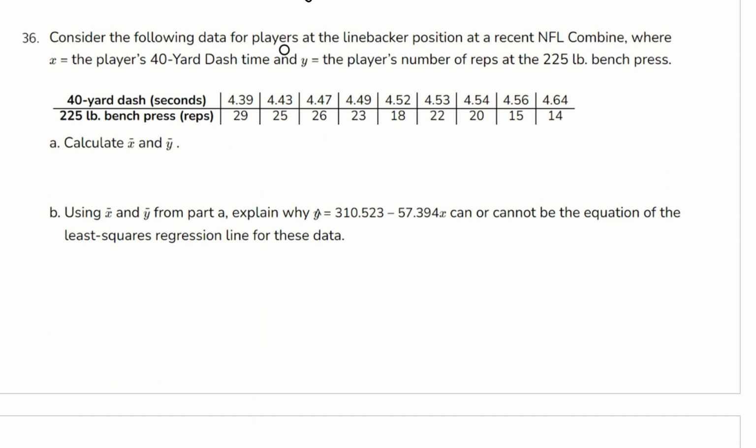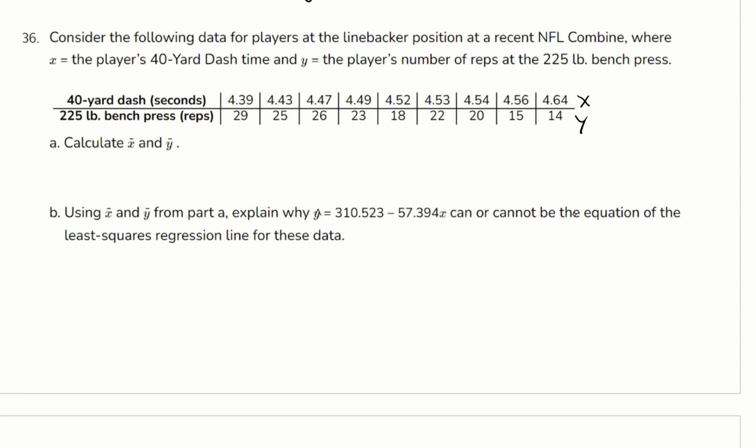Number 36, consider the following data for players at the linebacker position at a recent NFL combine, where x equals the 40-yard dash time, y equals the player's number of reps at the 225-pound bench press. Calculate x bar and y bar. So we're trying to see if there's a relationship between their 40-yard dash time and their bench. So this is x, this is y.